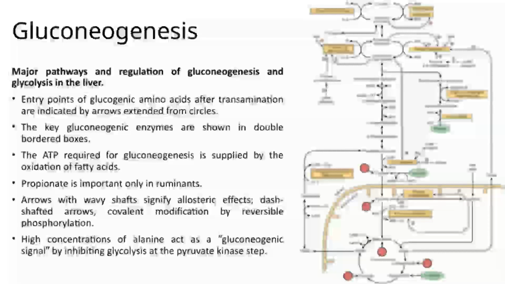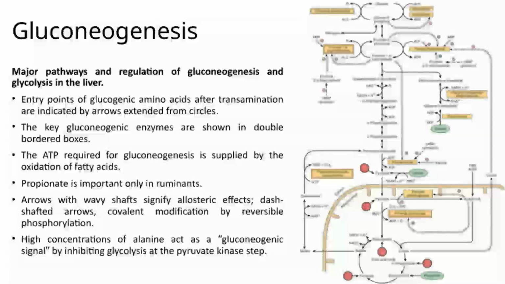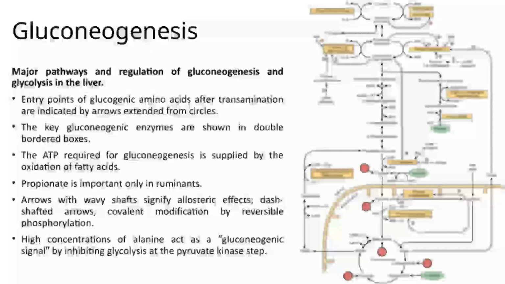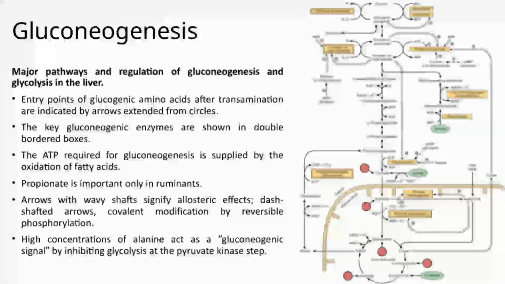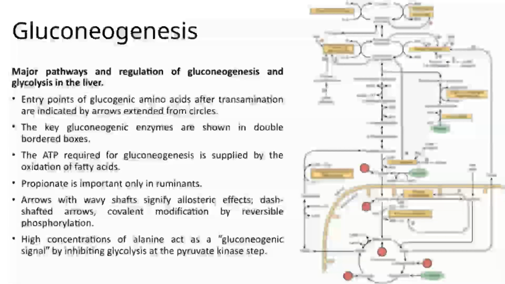It's also crucial to understand that the ATP required for gluconeogenesis mainly comes from the oxidation of fatty acids, which provides the energy necessary for this process. Now, an interesting point is that propionate, while important in ruminants, doesn't play a significant role in other species, so its contribution is more specialized.